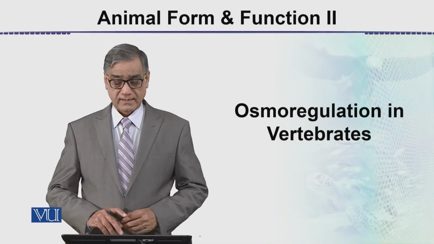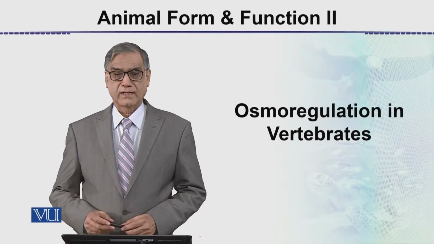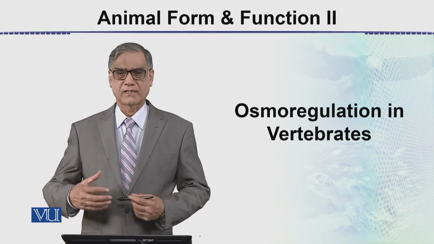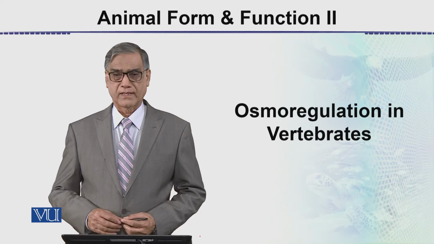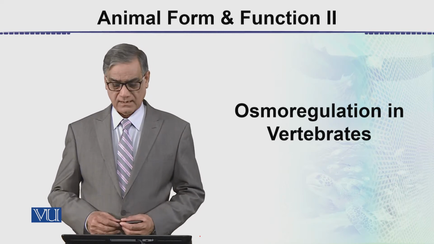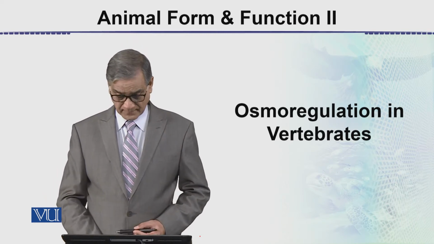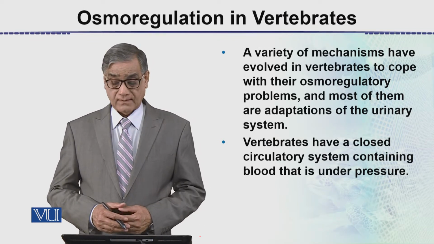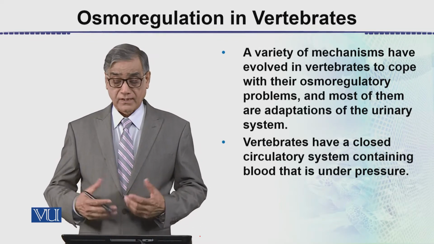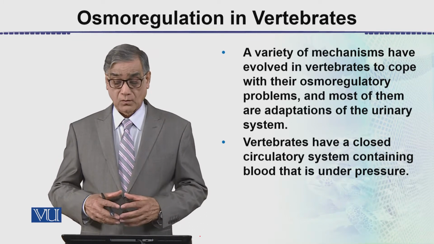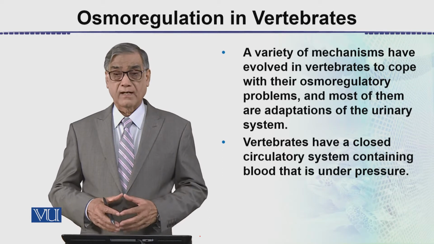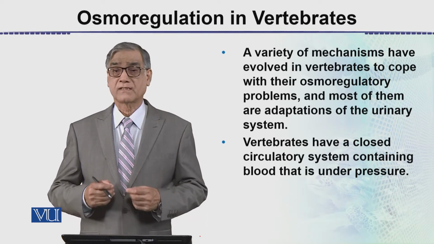Well, next topic is osmoregulation in vertebrates. Osmoregulation means that kis tarah vertebrates jo hain wo water balance ko maintain karte hain. This is what is called osmoregulation. So there's a variety of mechanisms which have evolved in vertebrates to cope with the osmoregulatory problems, and most of them are adaptations of the urinary system.